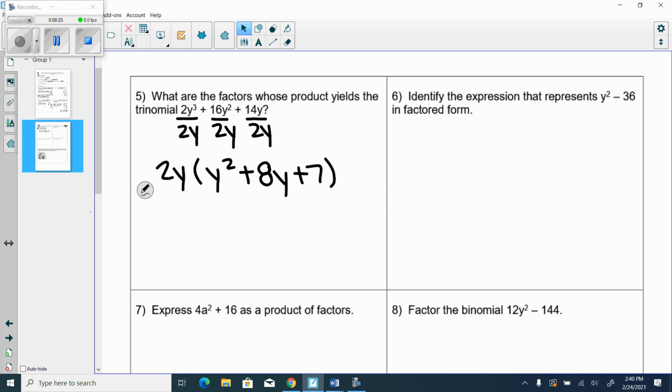All right. So here's my sum, and here's my product. Has to be 7 and 1. So 7 times 1 gives us 7. 7 plus 1 will give us 8. So I put my GCF in front, which was 2y. And then I have the y plus 7 and the y plus 1.